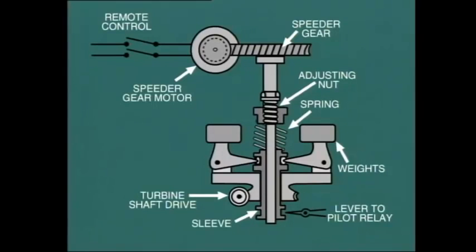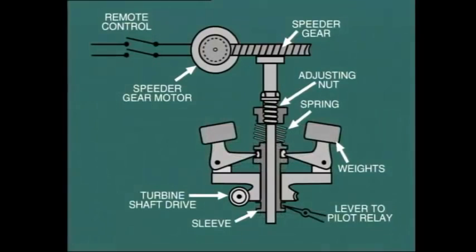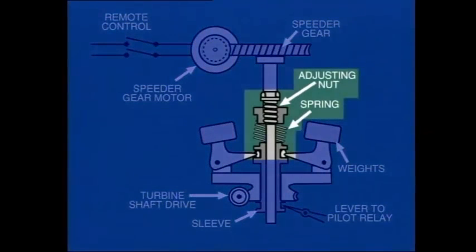As speed increases, the weights fly outward due to centrifugal force and lift the sleeve against the compression spring. The sleeve itself is connected to the pilot relay, which in turn adjusts the control valve through the hydraulic servo mechanism. We can adjust the set point of the governor by adjusting the compression on the spring. The adjusting nut moves up or down according to rotation of the screw thread.